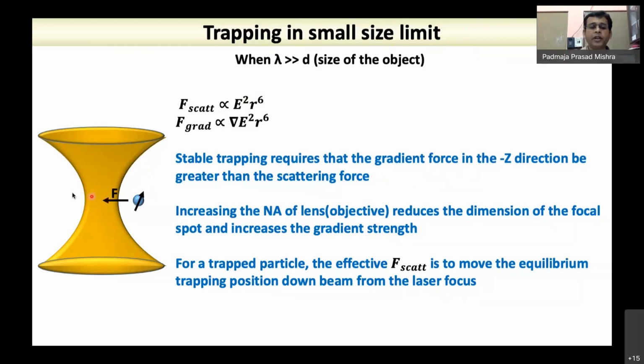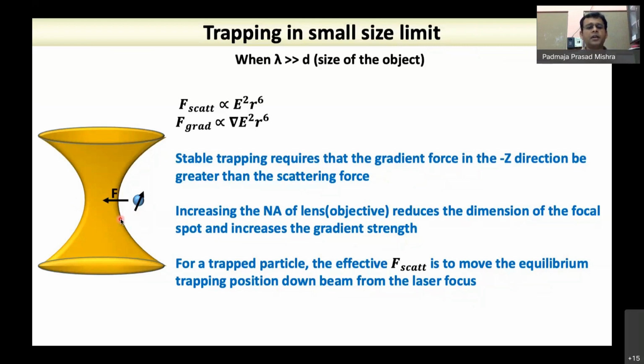And to increase the gradient force, one of the ways is to increase the numerical aperture of the objective. You can use a very high numerical aperture objective of a microscope, so that you can create a very narrow beam width. In a very narrow beam width, the gradient force is higher, and that will be able to hold the particle.